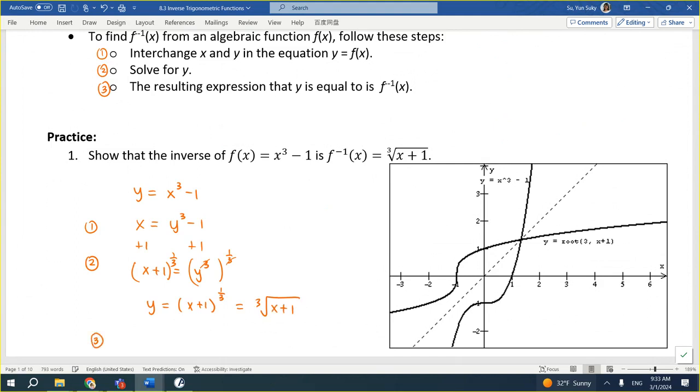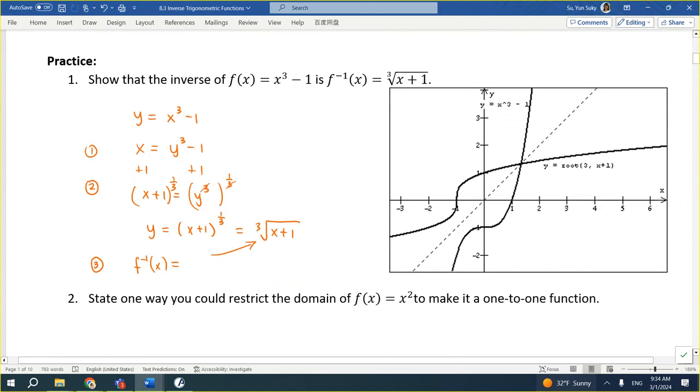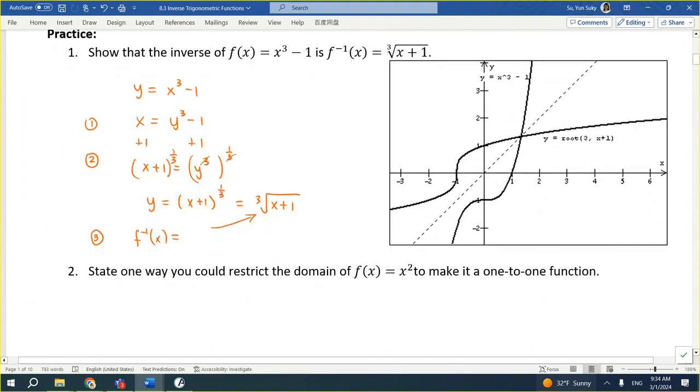And then the last step, now the inverse function is that expression. This is the third step. Okay, everybody? This is what it means. The resulting expression is the inverse function. So these are the 3 steps to find the inverse function. And here we can do that because the function is 1 to 1.